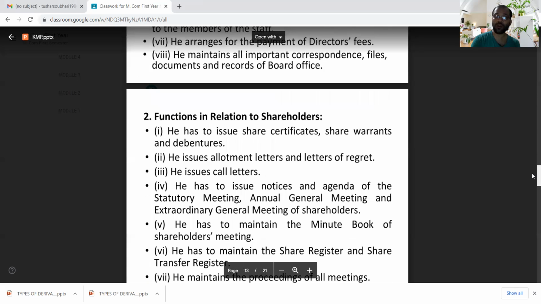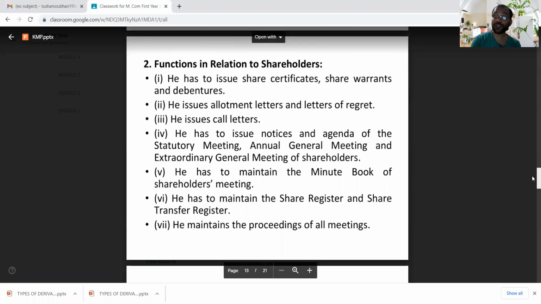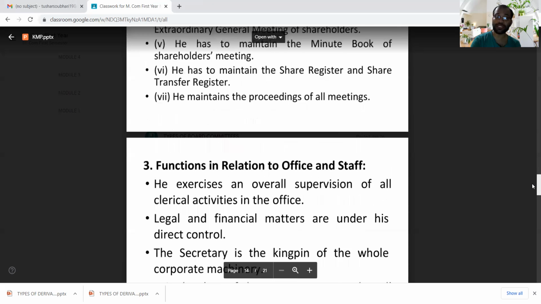Functions in relation to shareholders. He or she shall issue the share certificate, share warrants, and debentures, issue the allotment letters and letters of regret, issue the call letters, issue notices and agenda for the statutory meeting, annual general meeting, and extraordinary general meeting for the shareholders, maintain the minutes book of the shareholders meeting, maintain the share register and the share transfer register, maintain the proceedings of all the meetings.